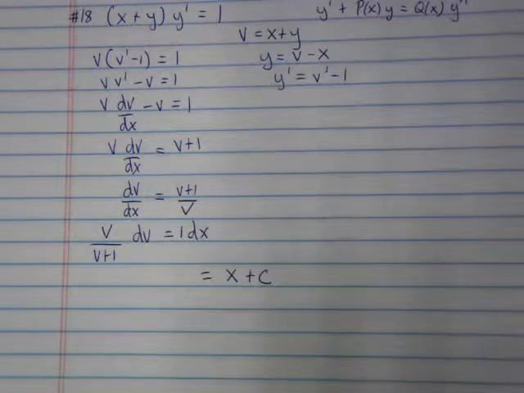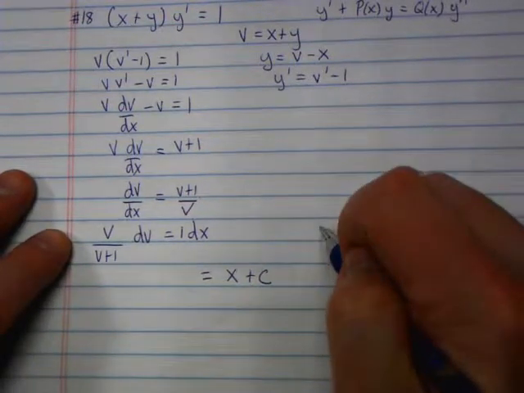You have two choices. Choice number 1 is do long division. Choice number 2 is use substitution. Either one will work. I'm going to use u substitution this time, I think.